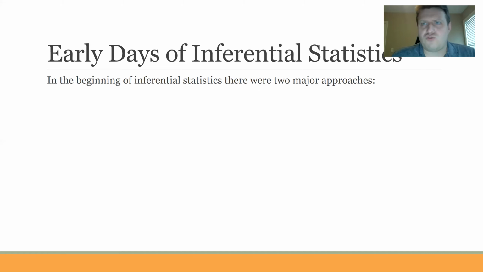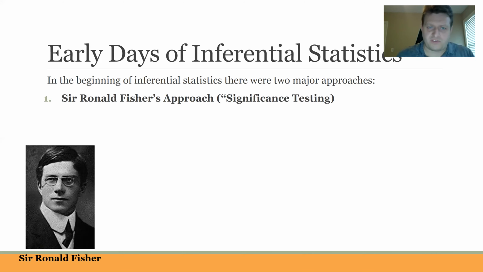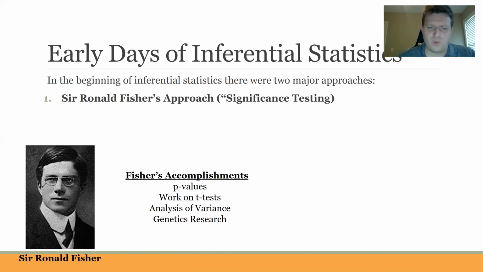Okay, but in the 1920s and 1930s, there was a very lively debate about how we should do our statistics, our inferential statistics in sciences. And there were two approaches. There's one approach by Sir Ronald Fisher. Sir Ronald Fisher is a very famous statistician. He is also a very famous geneticist. He had very many contributions in the field of evolutionary biology and population genetics as well.